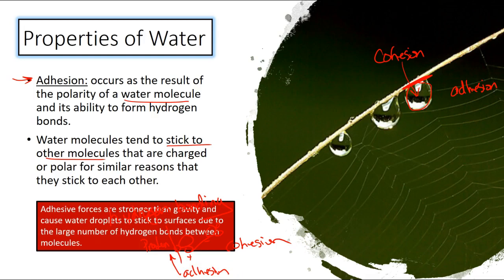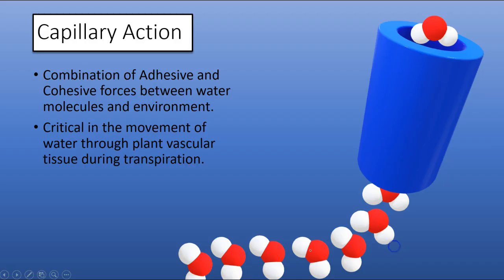Adhesive forces are stronger than gravity and cause water droplets to stick to surfaces due to the large number of hydrogen bonds between molecules. There is a reason why these water molecules are stuck to this protein instead of being pulled to Earth's surface by gravity, and that's because the hydrogen bonds that are holding this water drop to this surface protein, or this particular spider silk protein, are stronger than the forces of gravity.